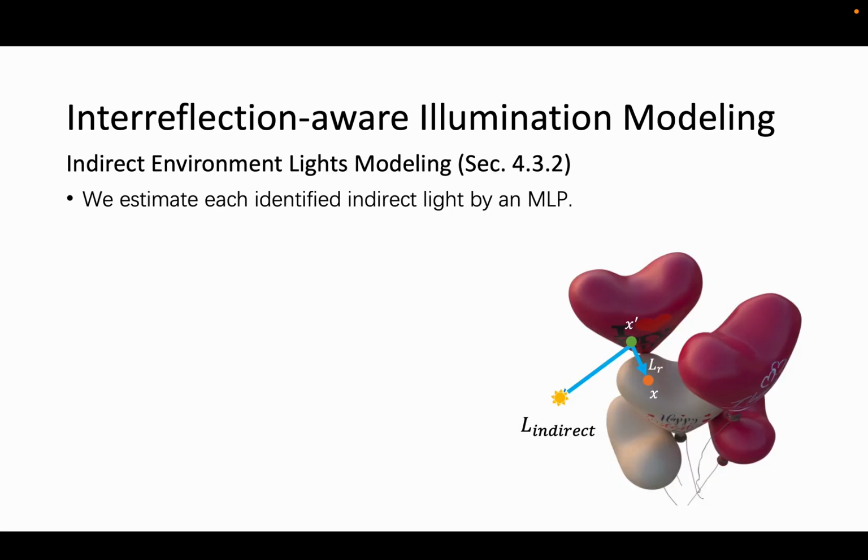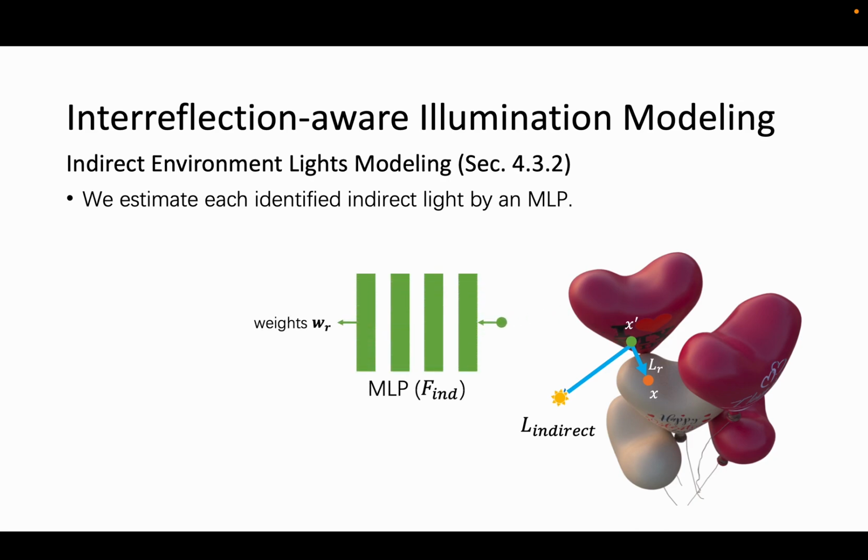To estimate an indirect light denoted as LR, we feed the coordinates and normal of the reflectance point x' into an MLP, which outputs a weight denoted as WR. By aggregating all environment lights according to the predicted weights WR, we can estimate the sharpness and amplitude of the indirect light using this equation. The estimated indirect lights can then be integrated into the rendering equation together with the direct lights.